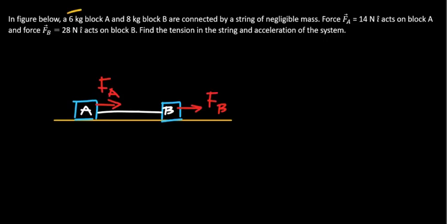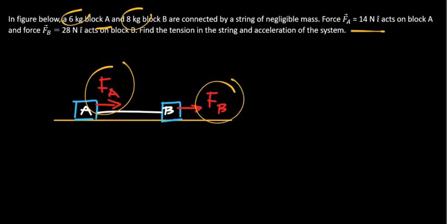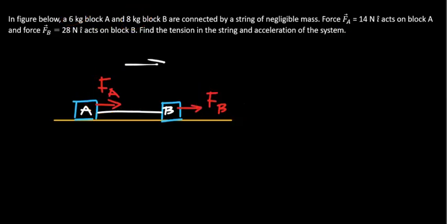In the figure below, a 6 kg block A, that's this one, and an 8 kg block B, that's that one, are connected by a string of negligible mass. So the string is there. Force Fa is 14 newtons acting rightward, that force, on block A, and force Fb is 28 newtons acting rightward on block B. We want to determine the tension in that string and also the acceleration of that system. So obviously the entire system will move rightward with some acceleration.